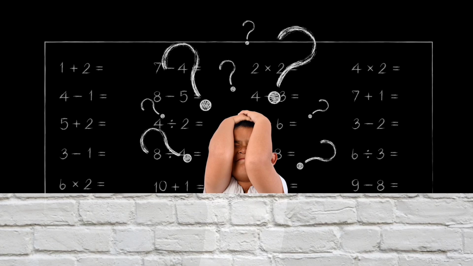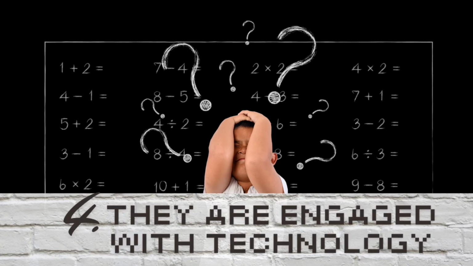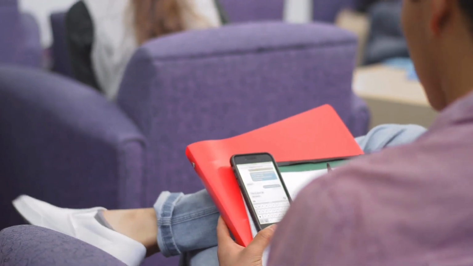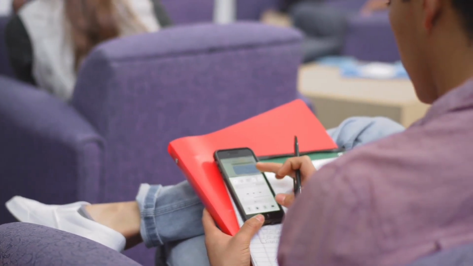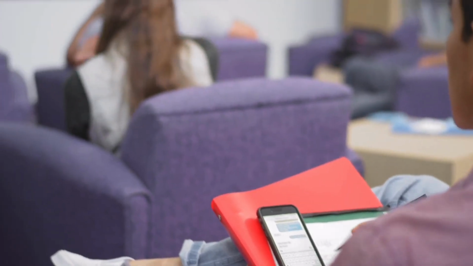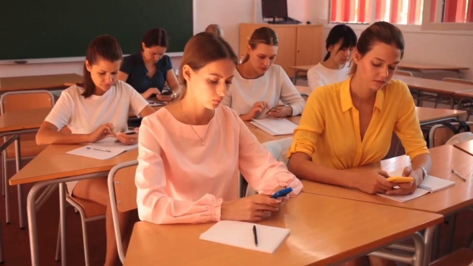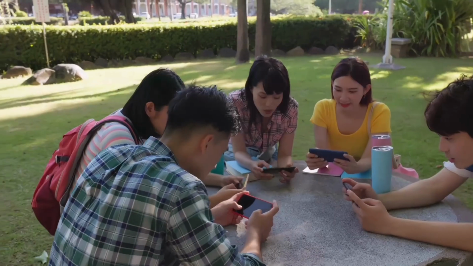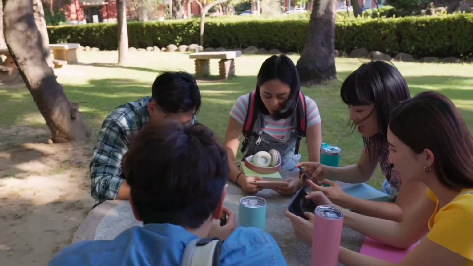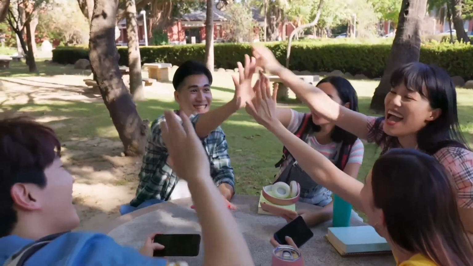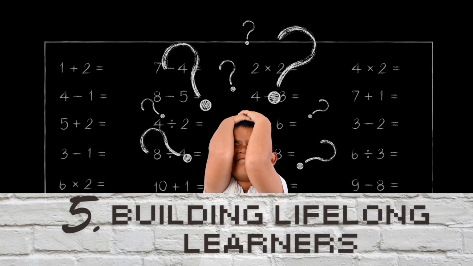Reason number 4, learners are engaged with technology. Lectures feel boring. Let's be real, today's learners are surrounded by technology. They're using smartphones, apps, and social media daily. In comparison, traditional lectures feel outdated and boring to them. By blending technology with active learning methods, teachers can create a modern classroom environment that keeps learners engaged while still achieving educational goals.